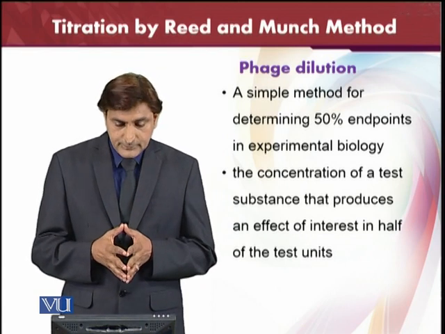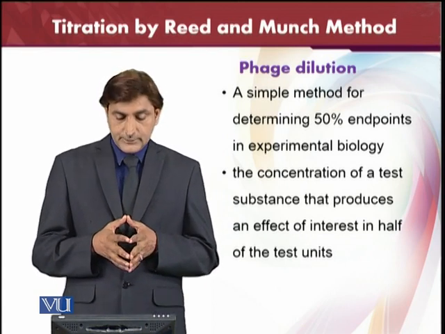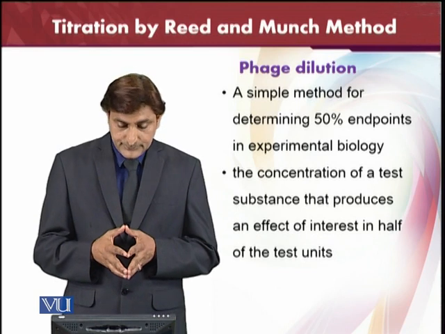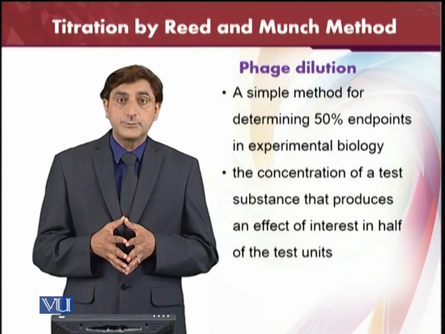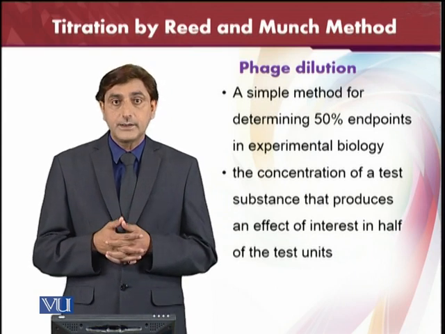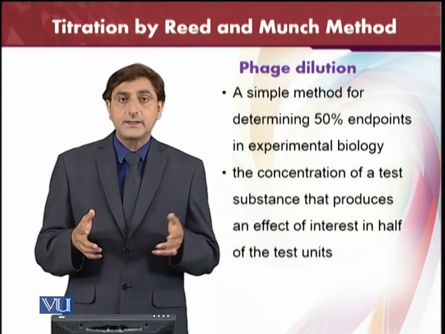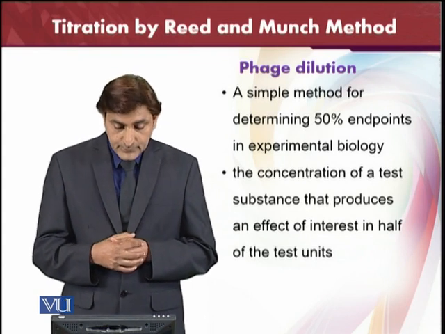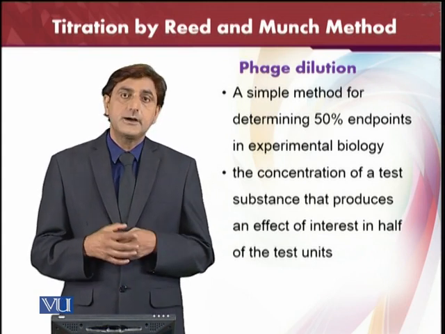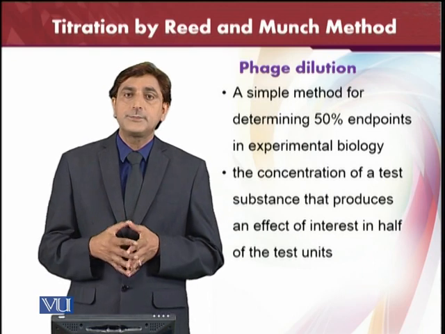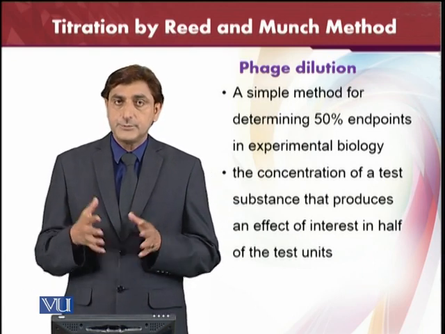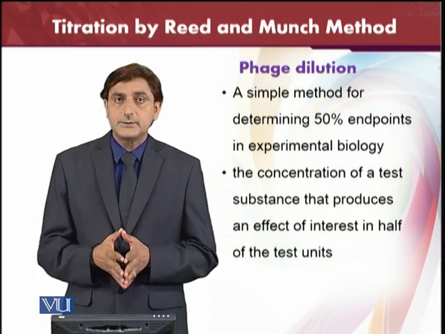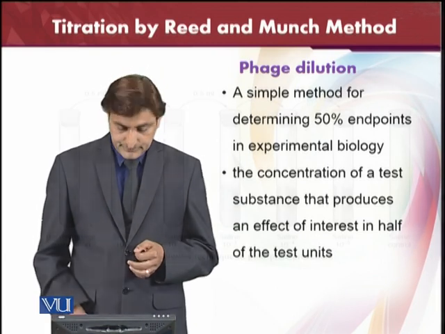This is the simple method for determining the 50% endpoints in experimental biology. It is the concentration of the test substance, the specific kind of virus which we are going to use as an inoculum, that produces an effect of interest in half of the test animals, because it is the lethal dose 50. So half of the test animals will show death or paralytic symptoms.